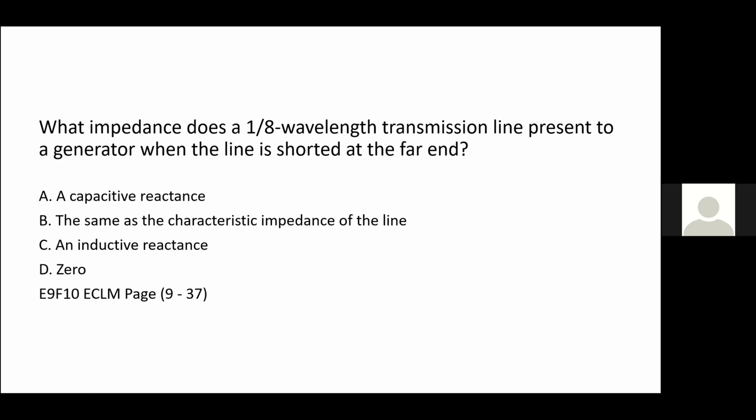What impedance does a 1/8 wavelength transmission line present to a generator when the line is shorted at the far end? A, capacitive reactance. B, the same as the characteristic impedance of the line. C, an inductive reactance. Or D, 0. Charlie. Correct answer is Charlie, an inductive reactance.